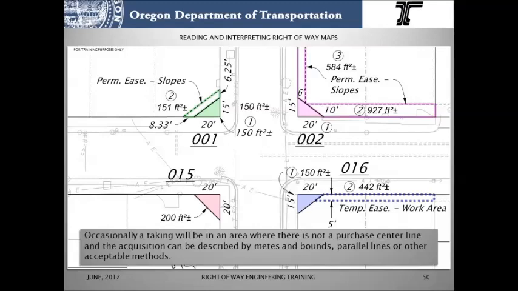Okay, occasionally we'll have a taking in an area where there's not a centerline, and the acquisition can be described by metes and bounds, parallel lines, or other acceptable methods. And in this case here, we could have described it in reference to the subdivision lot corner.